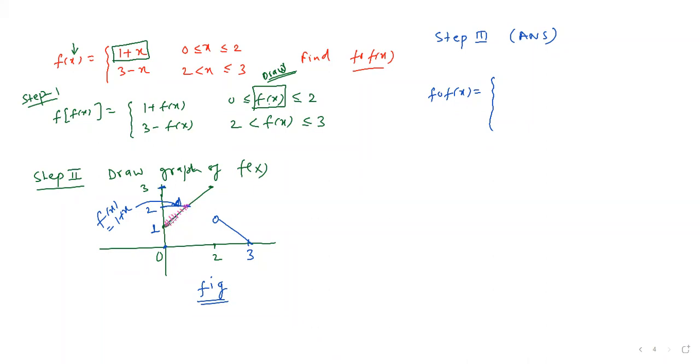Guys, is this the only branch which is lying between 0 and 2? No, sir. Then which branch are you talking about which is left? This one. Guys, what's the name of this branch? f of x equal to 3 minus x. Done. So guys, these are the two branches which are satisfying my condition.